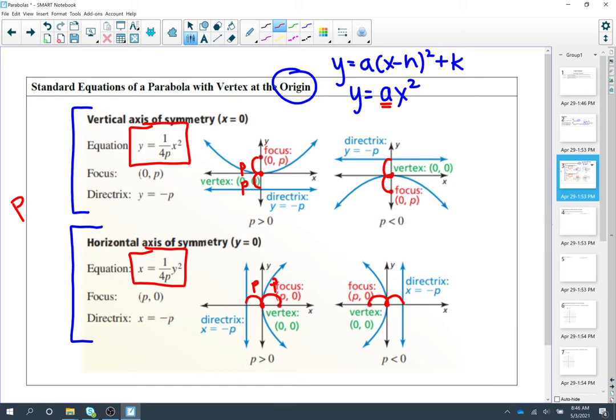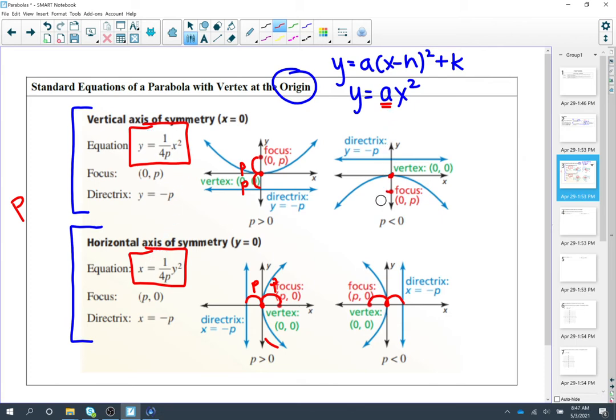Now there's one other thing, well actually two now that I think about it, that we have to point out. If your parabola is pointing up, then the graph of this is going to be a positive. If your parabola is pointing down, then this is going to turn into a negative. If your parabola is opening to the right, this is going to be a positive. If your parabola is opening to the left, then this takes on the negative. So we have to be very careful with our positive and negative.